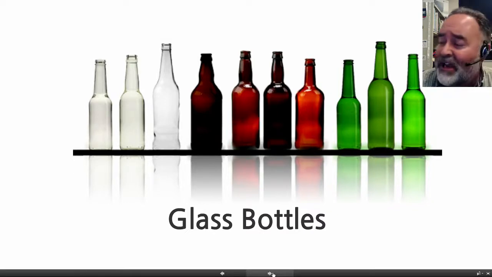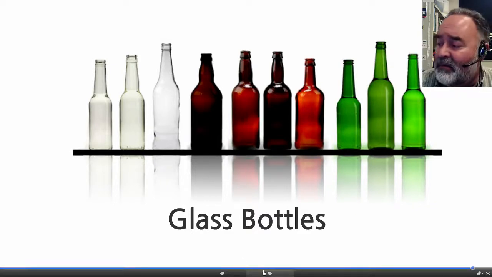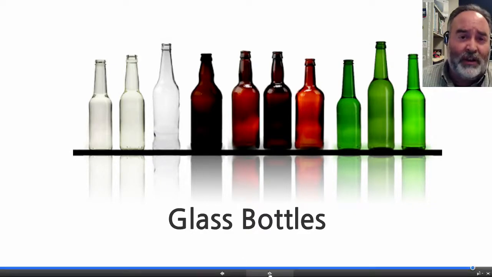Glass bottles, you're not squeezing them. You can break them. Watch out. You'll cut yourself. Very fragile. Glass bottles are also ionic. The metals and the nonmetals transfer electrons permanently. Pardon me.